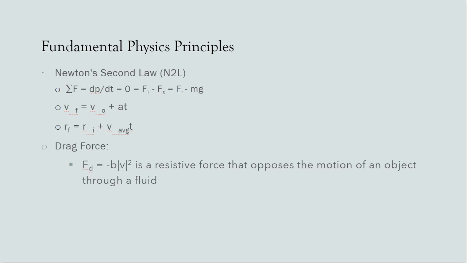So the fundamental physics principles that are used in this lab are Newton's second law, which defines net force to be the change in momentum over the change in time, which equals 0 in this case since the tension force and gravitational forces cancel each other out in opposite directions, as well as the velocity update and position update formulas that can be derived from N2L. And then another physics principle is drag force, which is a resistive force that opposes the motion of an object through a fluid, the fluid being air in this case, and that's equal to negative b times the absolute value of velocity squared, where b is a drag proportionality constant.